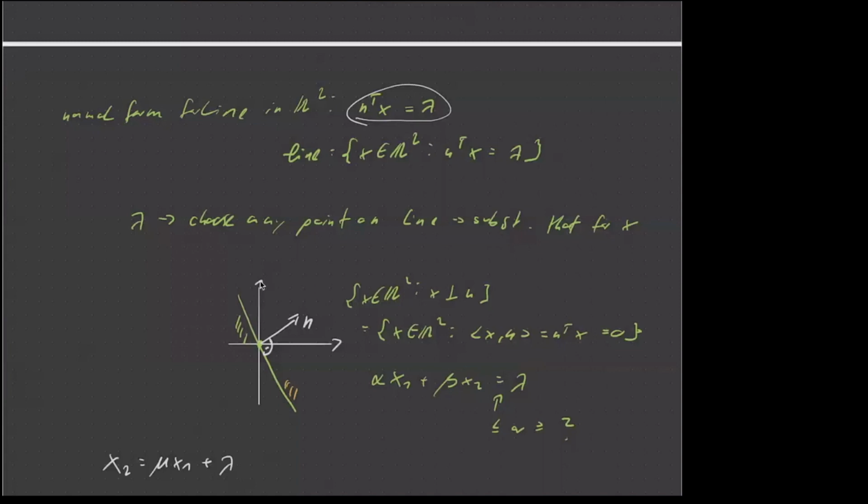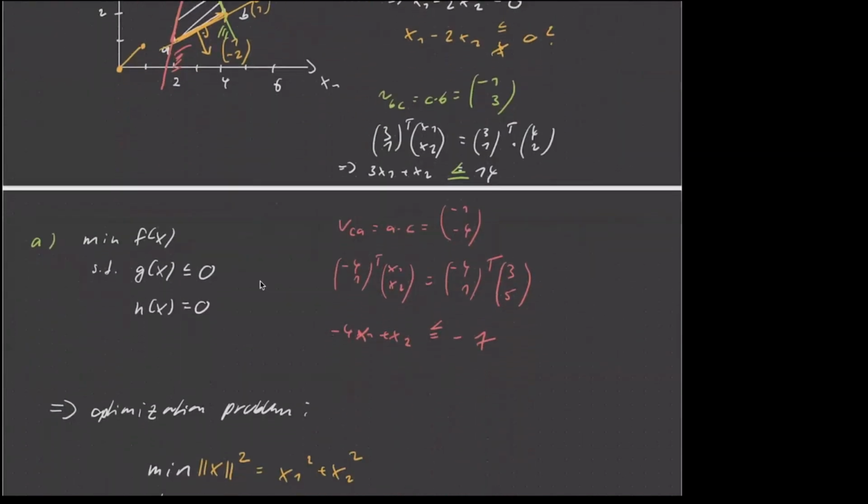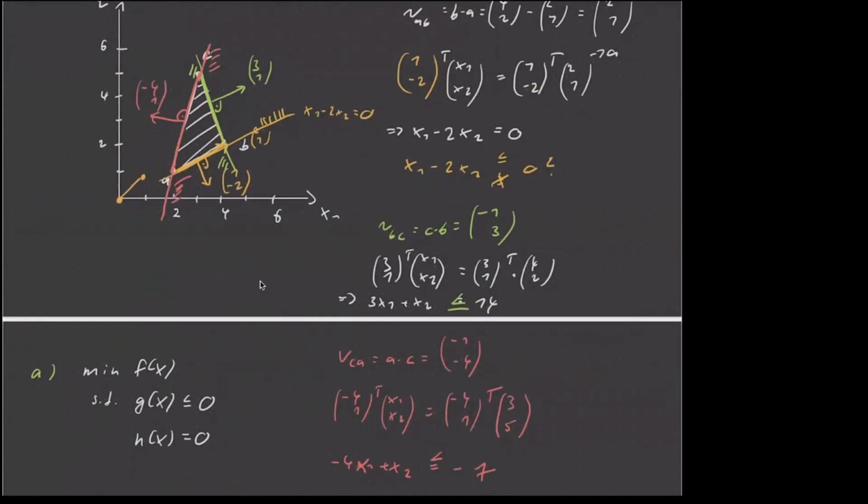Someone asked if it shouldn't be larger or equal in the third constraint. Let's have a look at this one. So look at that again. Equality is this line here.